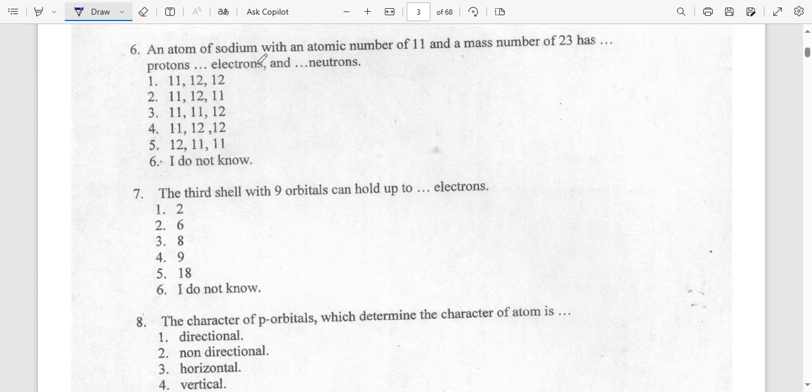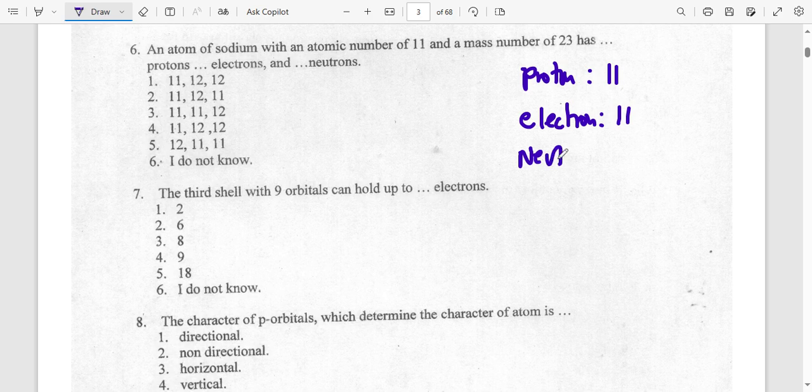An atom of sodium with an atomic number of 11 and a mass number of 23 has dash protons, dash electrons, and dash neutrons. So how many protons, electrons, and neutrons are there? The mass number is 23, the atomic number is 11. Atomic number is also known as the proton number, so the number of protons is 11. For a neutral atom, the number of protons and the number of electrons are the same, so electrons are also 11.